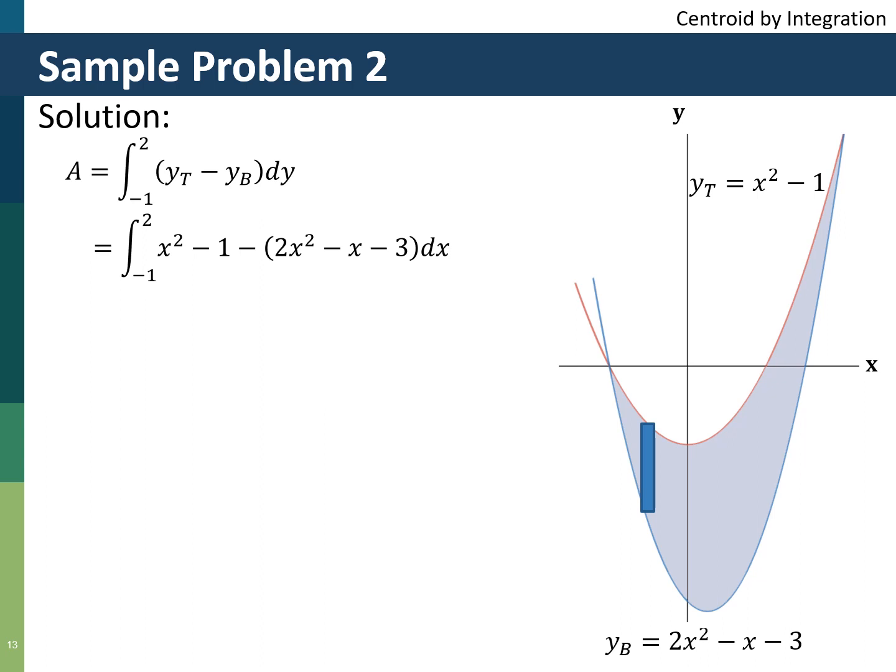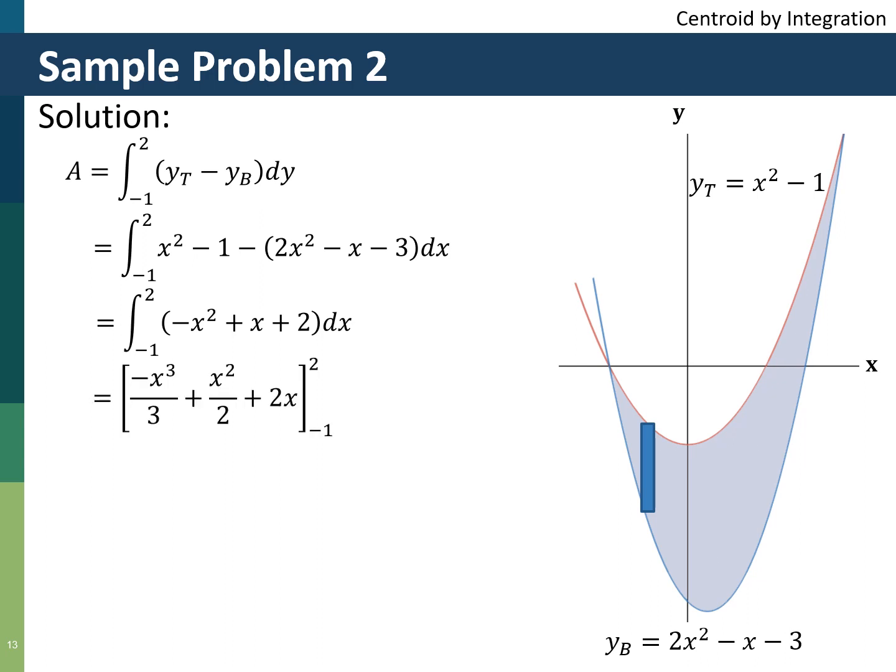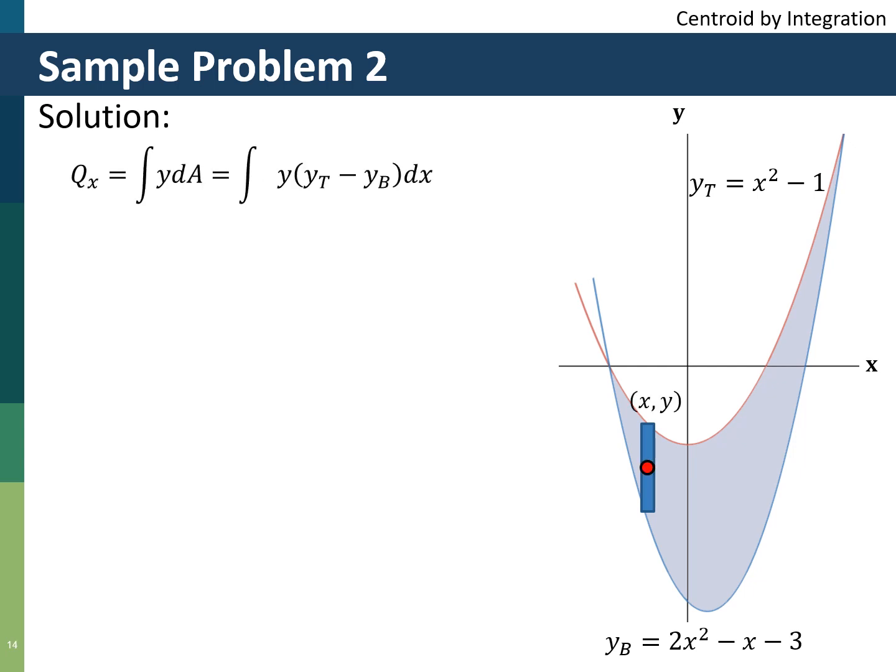Substituting the values of y sub t and y sub b to the equation and simplifying the integrand gives us the integral of negative x squared plus x plus 2 dx. Evaluating the integrated form from x equals negative 1 to x equals 2 gives us the area to be equal to 4.5 square units.